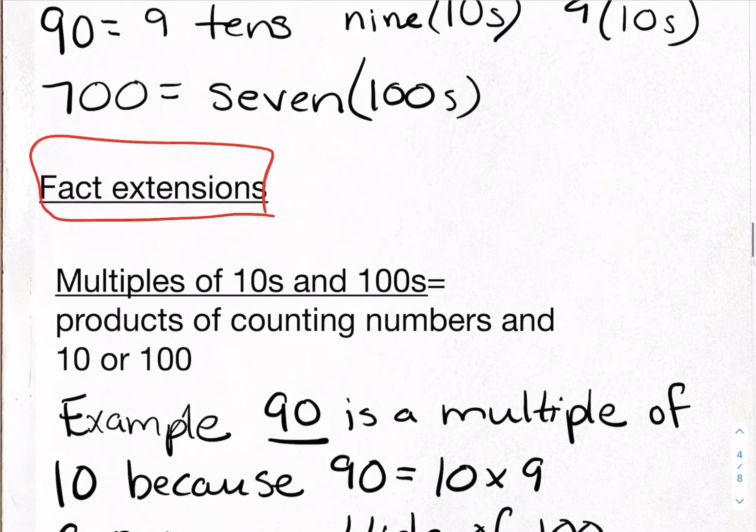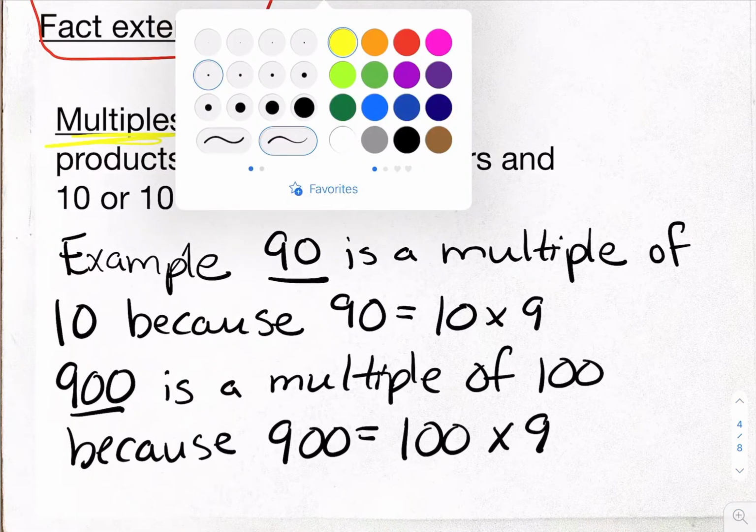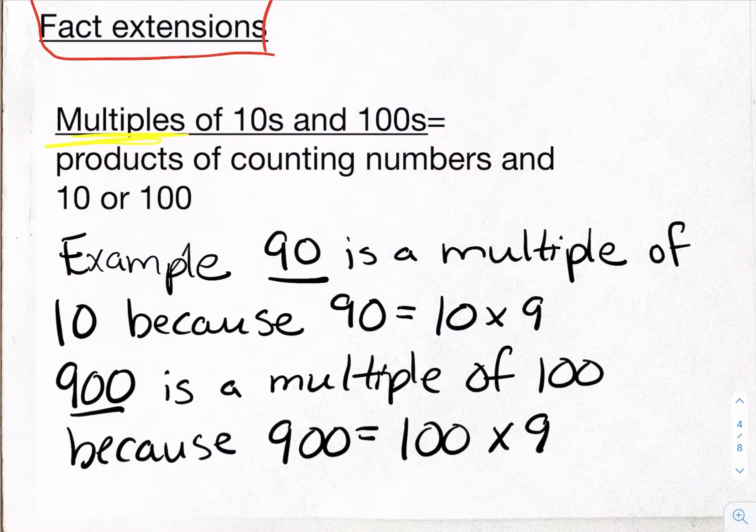Another word I want us to remember is the word multiple. For our lesson today, we're talking about multiples of tens and 100s. And they are the products. And remember, products means that we are multiplying counting numbers and 10 or 100.